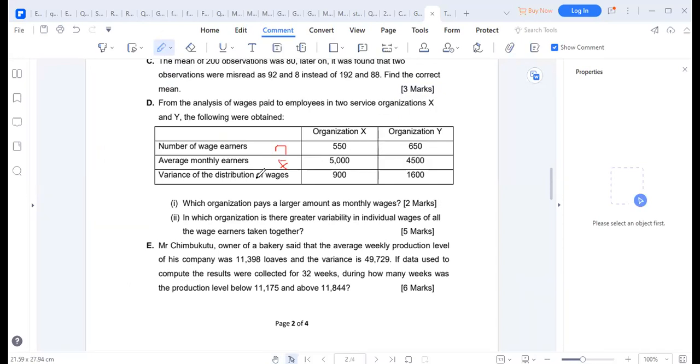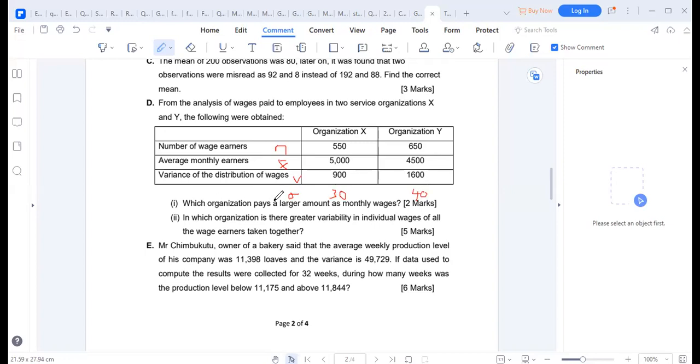And the variance for the wage earners, here we have what? 900 and here we have 1,600. And you can as well calculate the standard deviation if you want on your own, because when you square root the variance, it is called the standard deviation. Square root of 900 is 30. Square root of 1600 is 40.